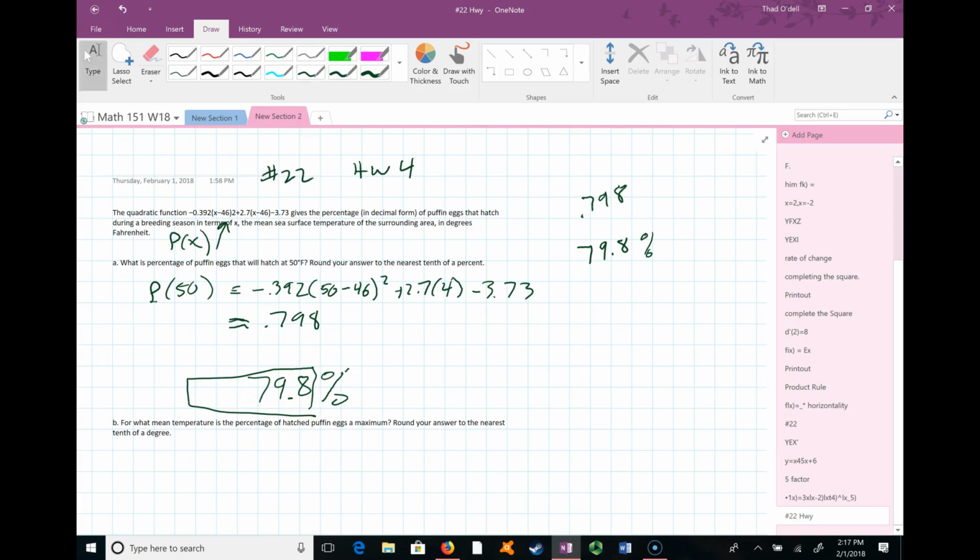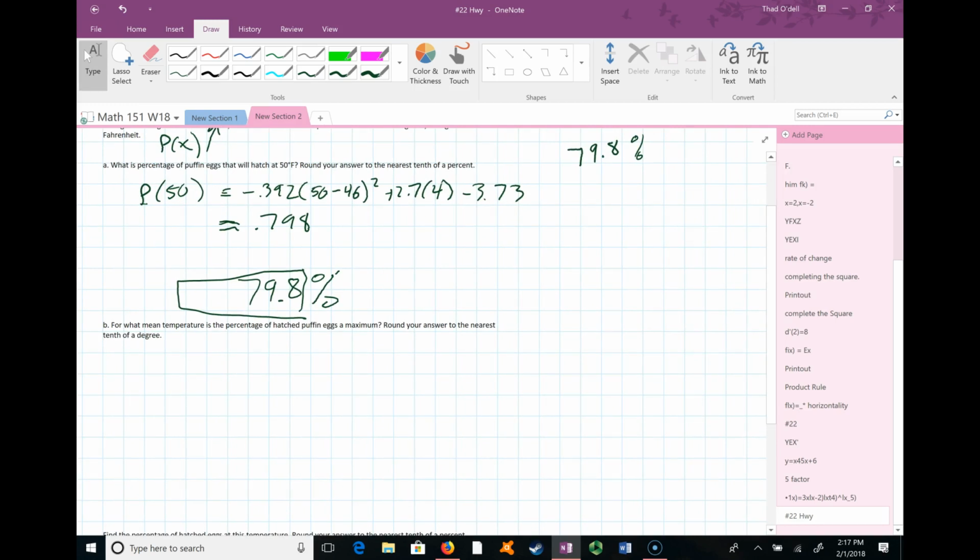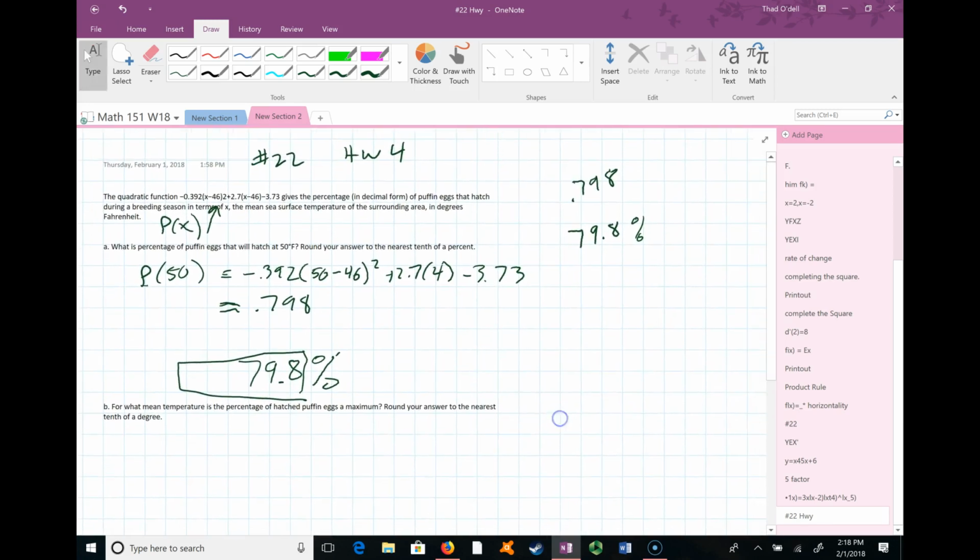Now, part B says, for what mean temperature is the percent of hatched puffin eggs a maximum? Knowing that this is a parabola, and it's an upside down parabola because of the negative out front, we know it looks like this, so it would produce a maximum. As the temperature rises, for a while the percentage of eggs gets better and better. But at a certain point the hatch rate slows down. So there's some optimal temperature. How do we find that?